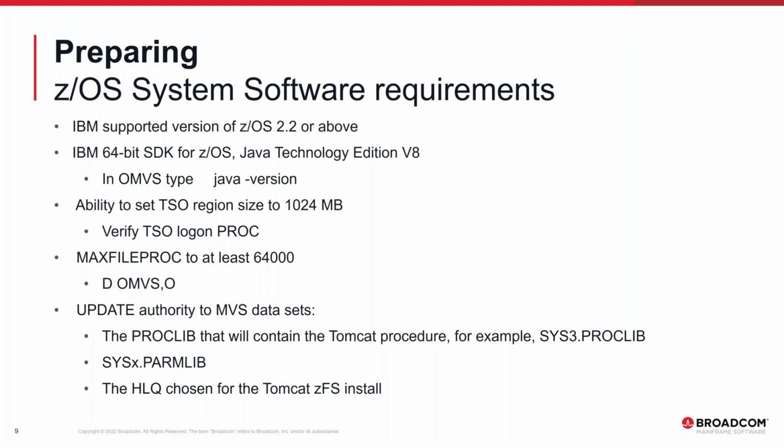And then in OMVS, we require that max file proc is at least 64,000. Typically it is nowadays that value, but sometimes on test systems it might not be. So I've listed the display command for OMVS options, and then you can take a look in your console log to see if that's set at least 64,000. And then lastly, just make sure you have update authority to put the Van Web UI procedure in your SYS1, SYS2, or SYS3 PROCLIB.